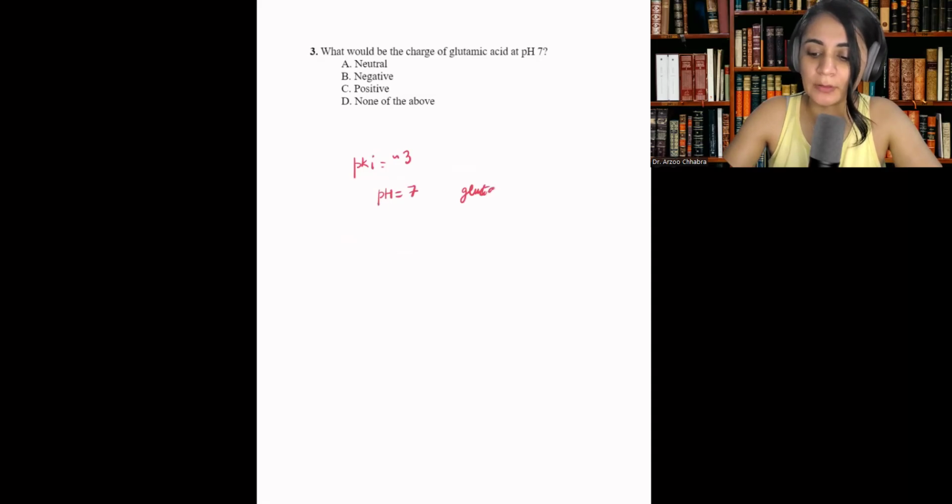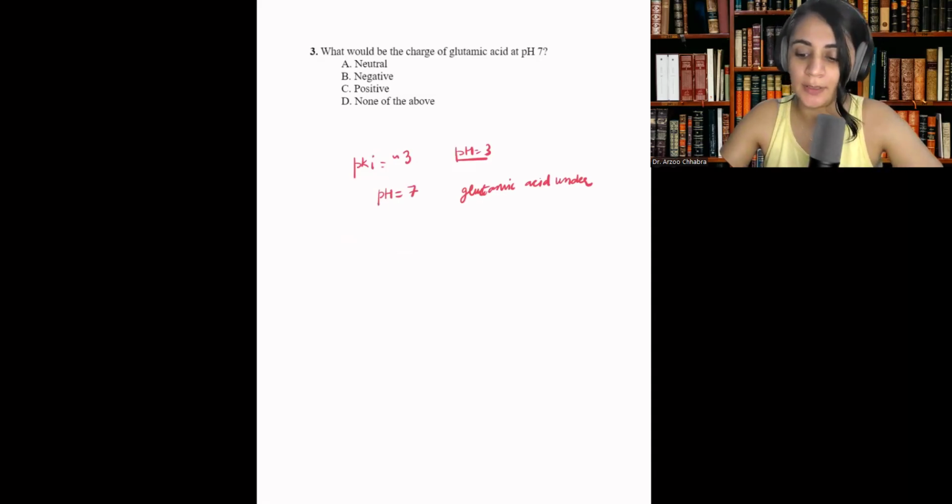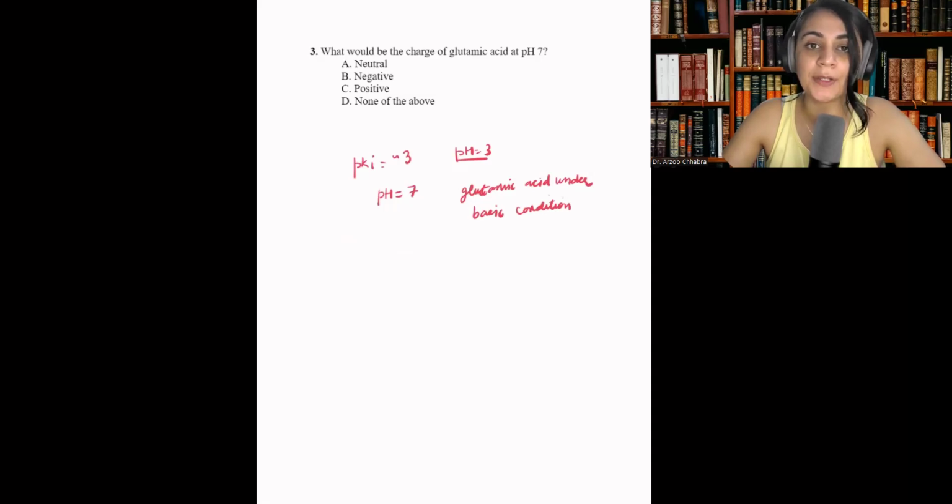Glutamic acid is under basic conditions, because at pH 3 it would be neutral. Above pH 3 it would be under basic conditions. Below pH 3 it would be under acidic conditions, right? So this is under basic conditions. If it is under basic conditions, there would be a negative charge on the glutamic acid, because there's an excess of base in that solution, so overall it will be a negatively charged species.